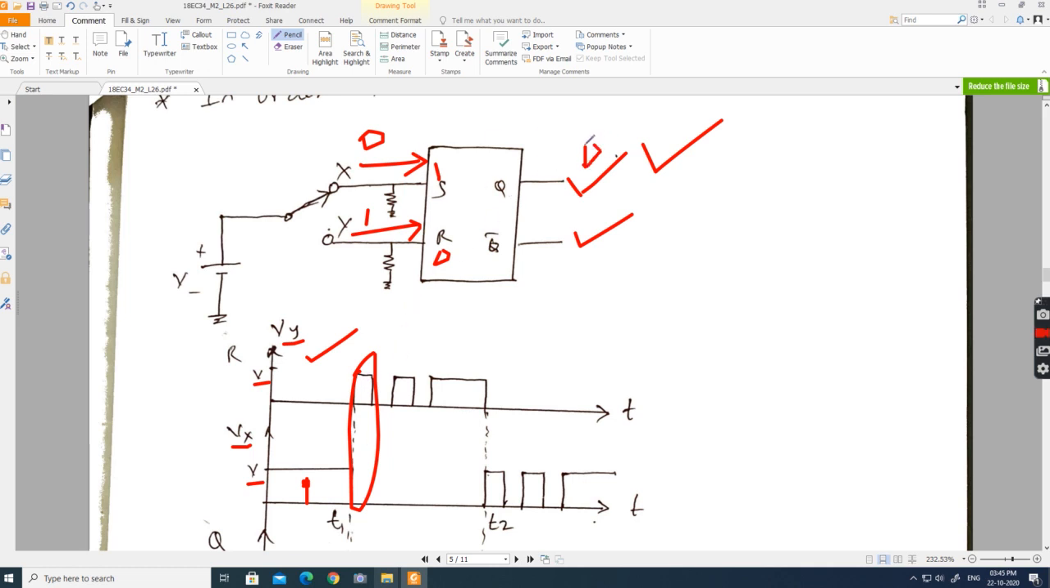S is 1, Q is 0. Next, I'll be getting the condition. Next condition is what? This condition. Understanding?